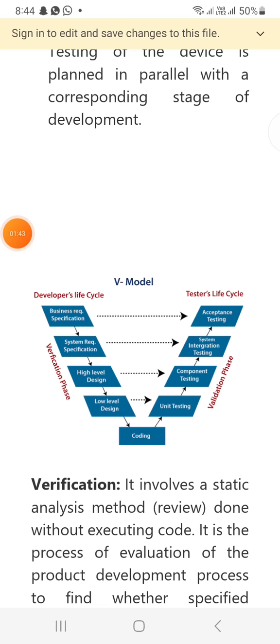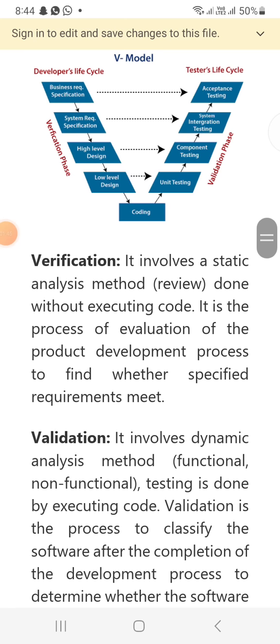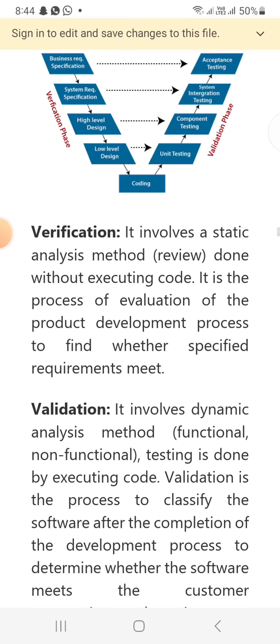So next is verification. What is verification in this V model? Verification involves a static analysis method, a review done without executing code. It is the process of evaluation of the product development process to find whether specified requirements are met.